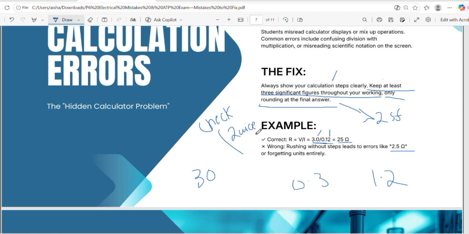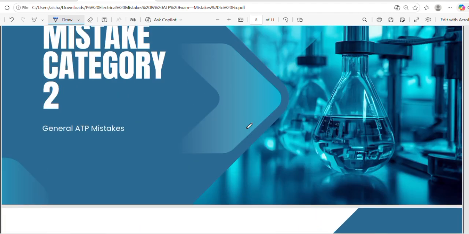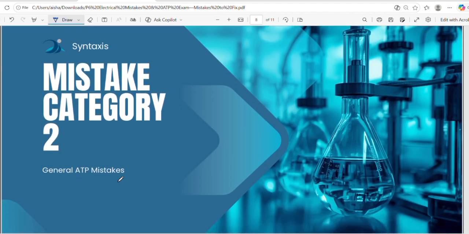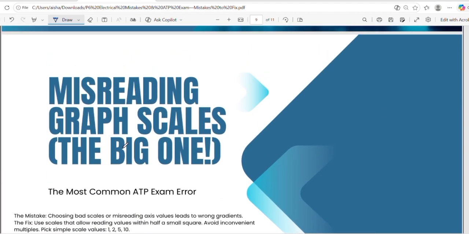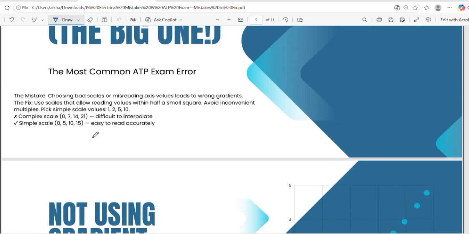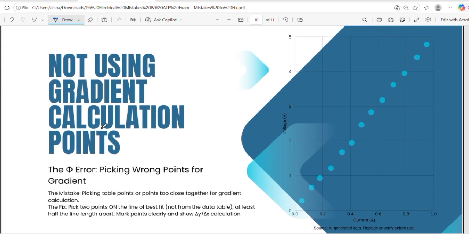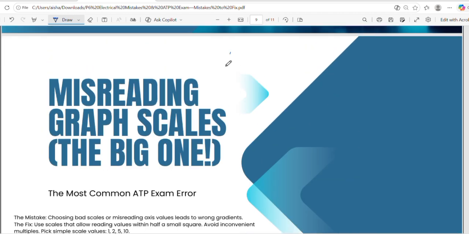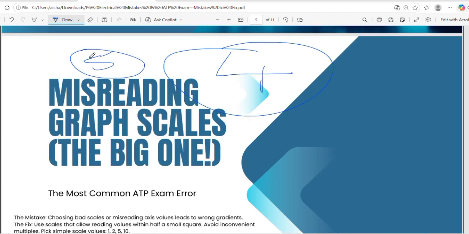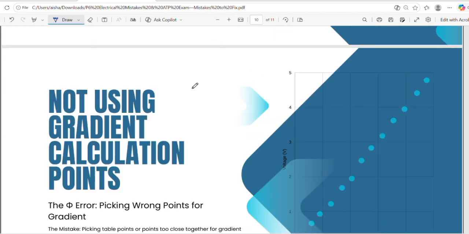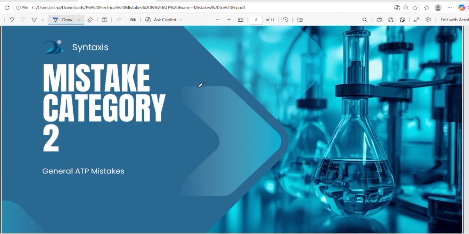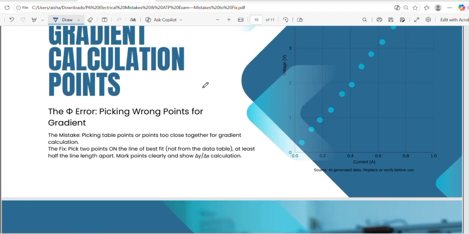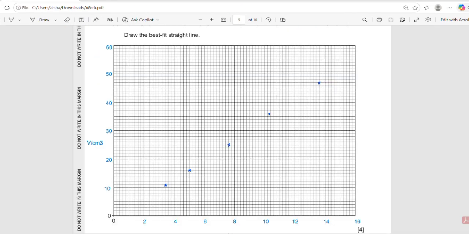Okay, now we have mistake category 2, which is generally ATP mistakes. Misreading graph scales and not using the gradient calculation points. These two literally can cost you 4 marks or 5 marks if done completely wrong. And as I said, you need to get above 32, so it's really important you get these easy questions correct. So I'll show you these two in this example.